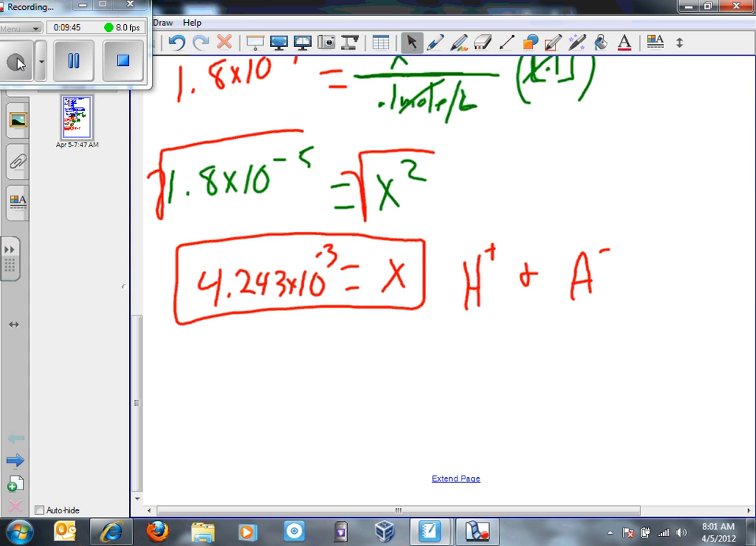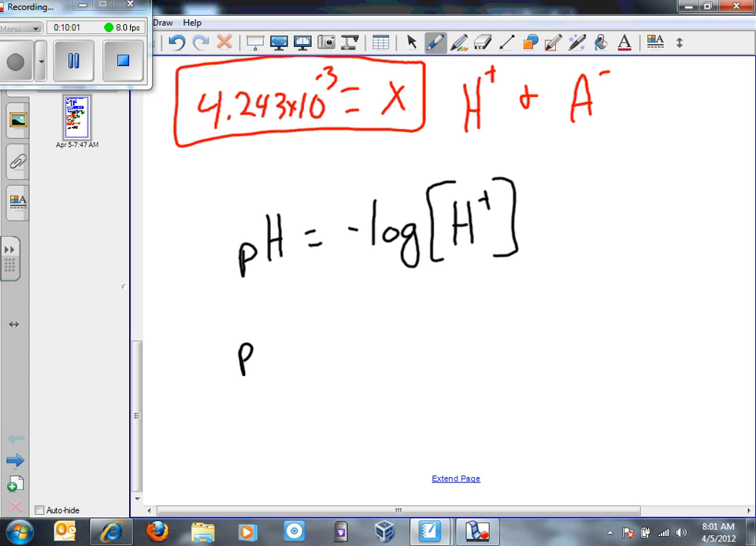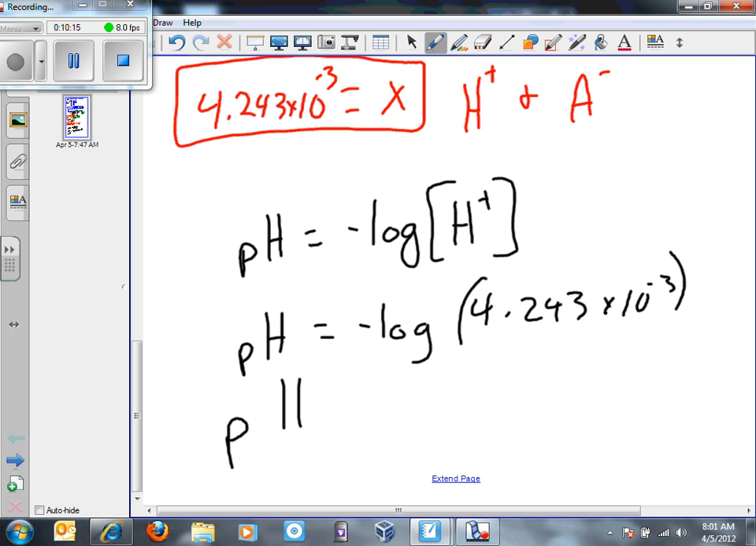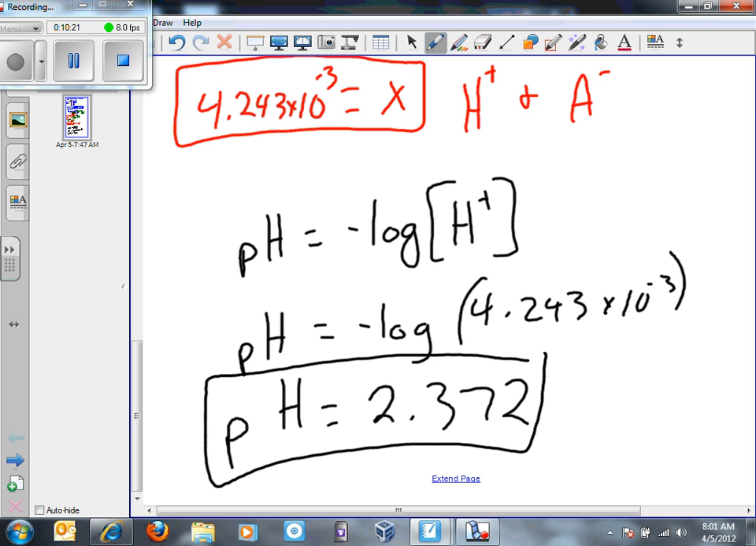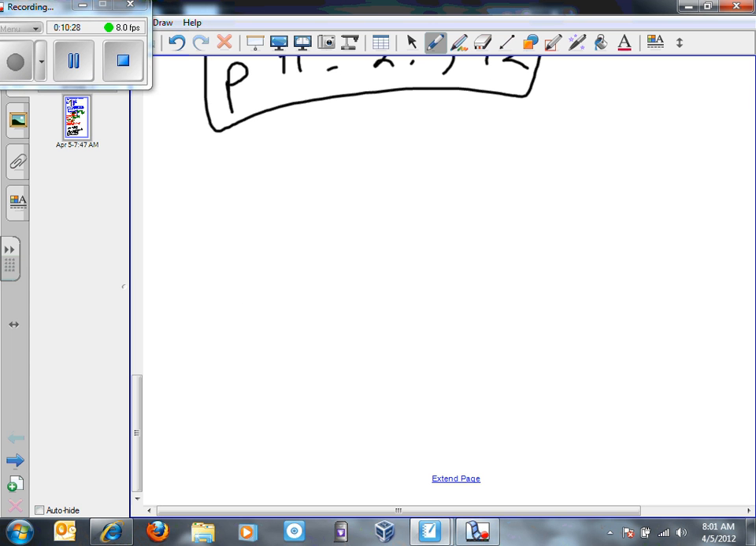So now, of course, the next question is pH. Just to reiterate how we did pH from yesterday, pH is equal to the negative log of the proton concentration. So the pH in this case is the negative log of 4.243 times 10 to the negative third, and the pH is 2.372. That should help you do your worksheet and your assignment. I can go through another example. This one will be a little bit faster because I'm running out of time.